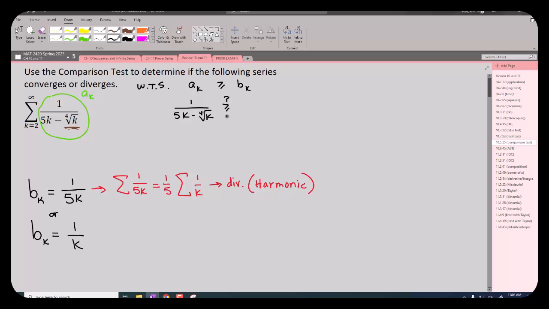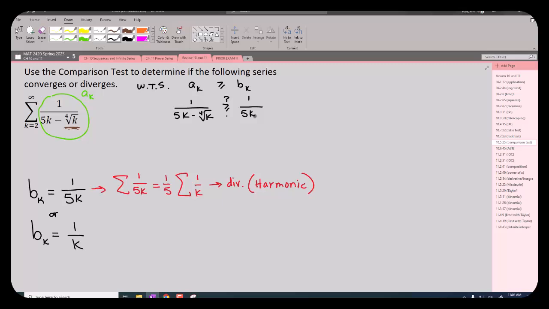And we don't know, so we put a little question mark there. Then the b sub k that we chose is this. Now let's think for a minute in our head whether we are going to be able to show this or not. Which of these denominators is smaller? The left denominator or the right denominator? Left. The left denominator is smaller because we've subtracted off something. This is a 5k, this is a 5k minus something. So this denominator is smaller than this denominator, which means this fraction is bigger. Yeah, so we are going to be able to show it.